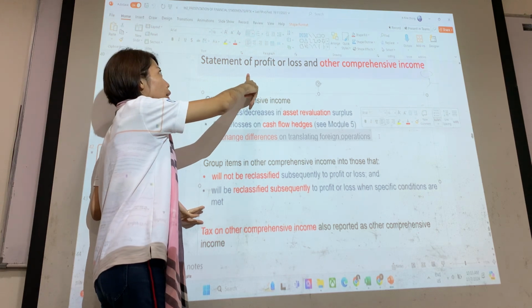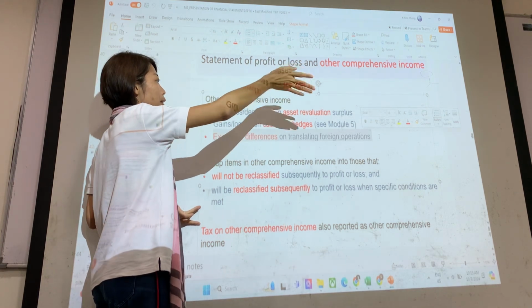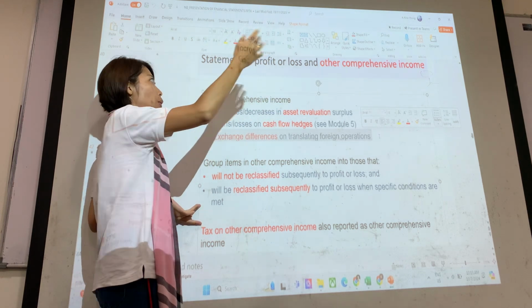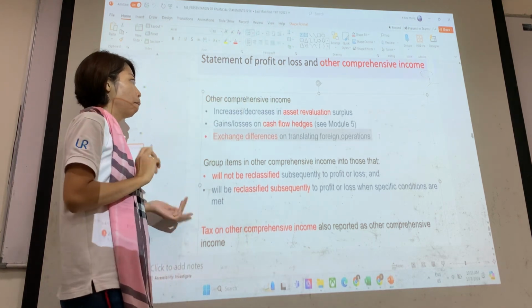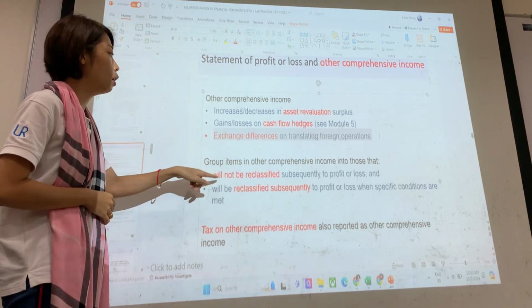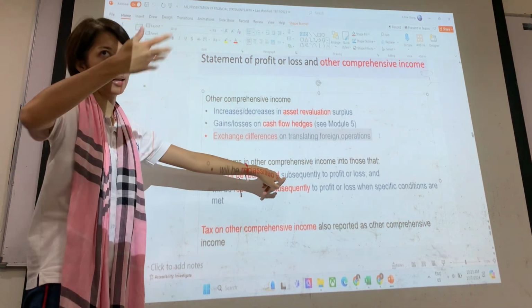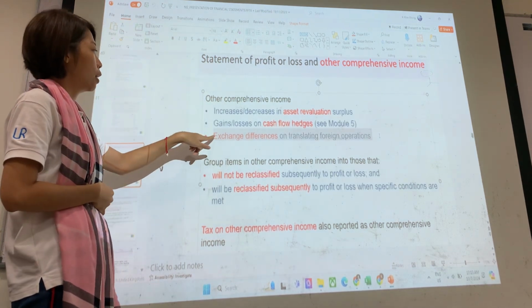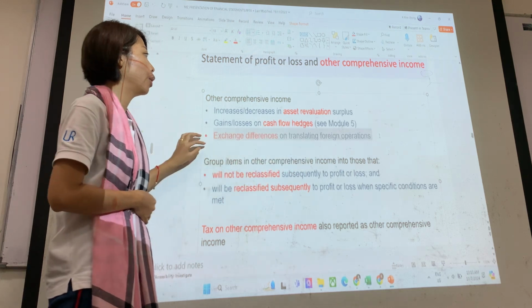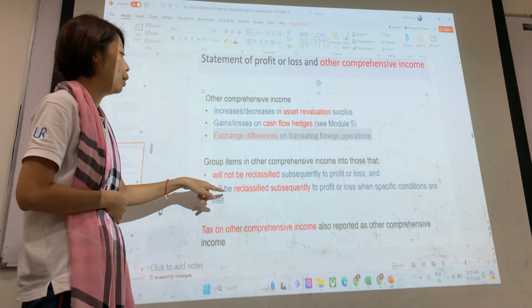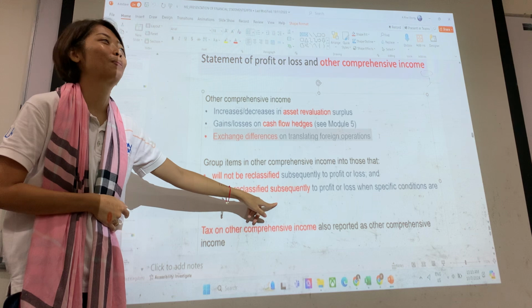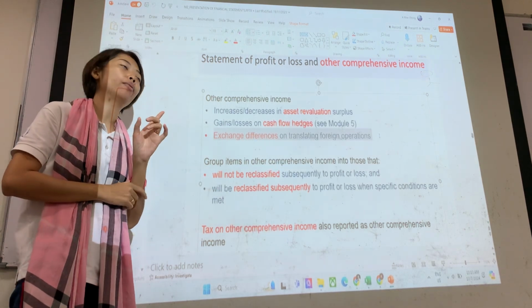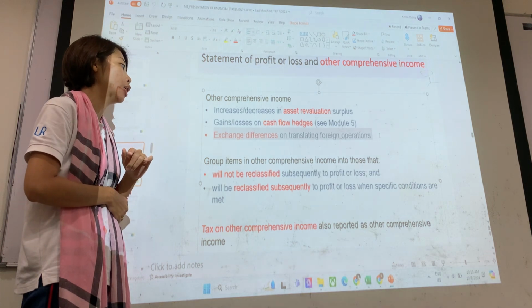If you sell that land and derecognize the land and your revaluation surplus, you will not recognize a gain or anything like that here, because it is under will not be reclassified subsequently. For exchange differences on translating foreign operation, it is under will be reclassified subsequently. Okay, got it already. Now, there's one term we have to learn today called RA, reclassification adjustment.